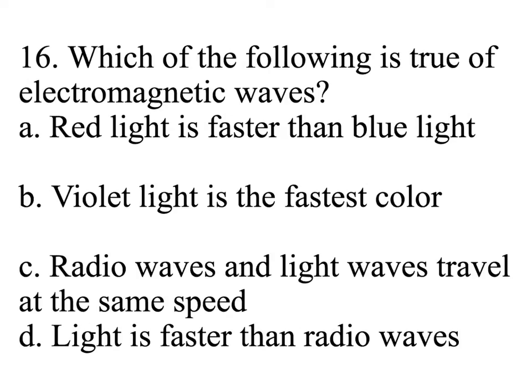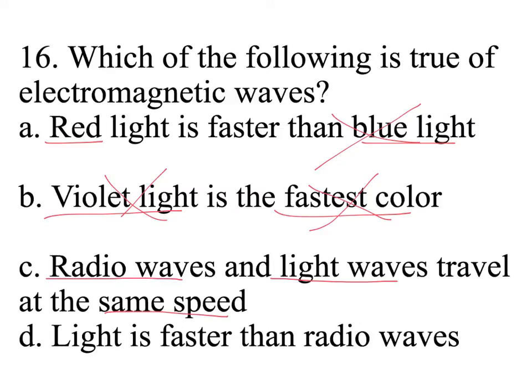Which of the following is true of electromagnetic waves? Red light is faster than blue light. No, they are both the same speed. Violet light is the fastest color. That's meant to trick you because violet light does have the highest frequency and therefore the highest energy, but again, not any faster. Radio waves and light travel at the same speed.